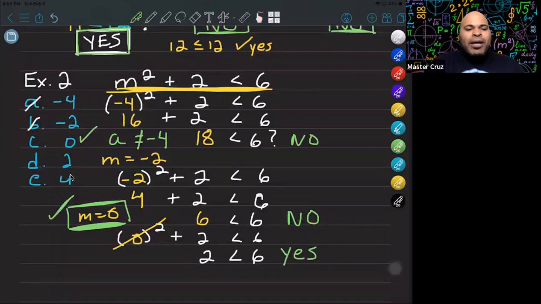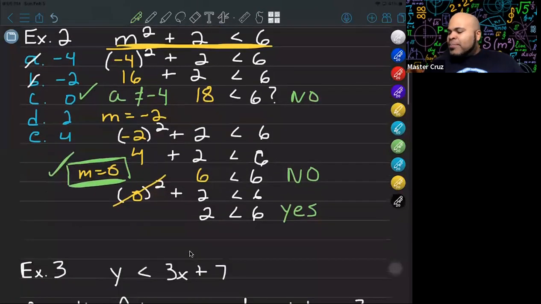If you plug in positive 2 or positive 4, you will get exactly the same answers as we did here, because when you square it, you will get positive 16, and when you square the other, you get positive 4. So the answers will be no. The only correct answer is C, it's 0. This is how you check if your answers are correct.